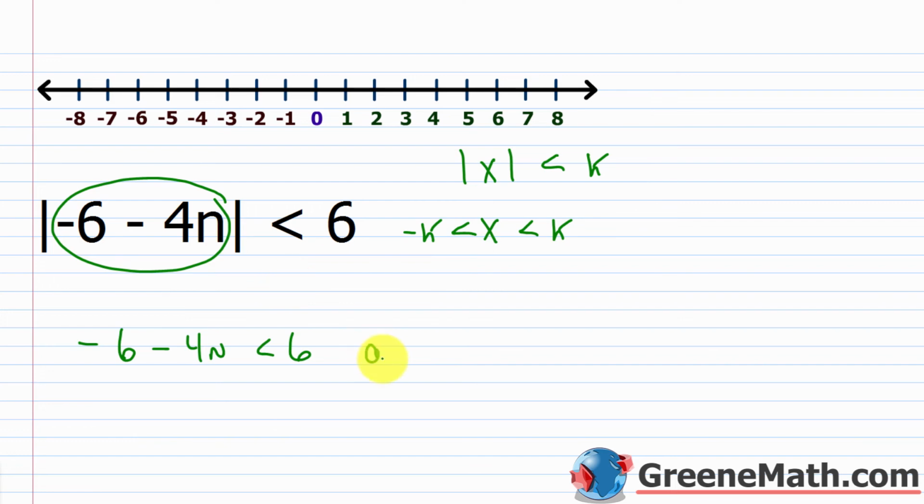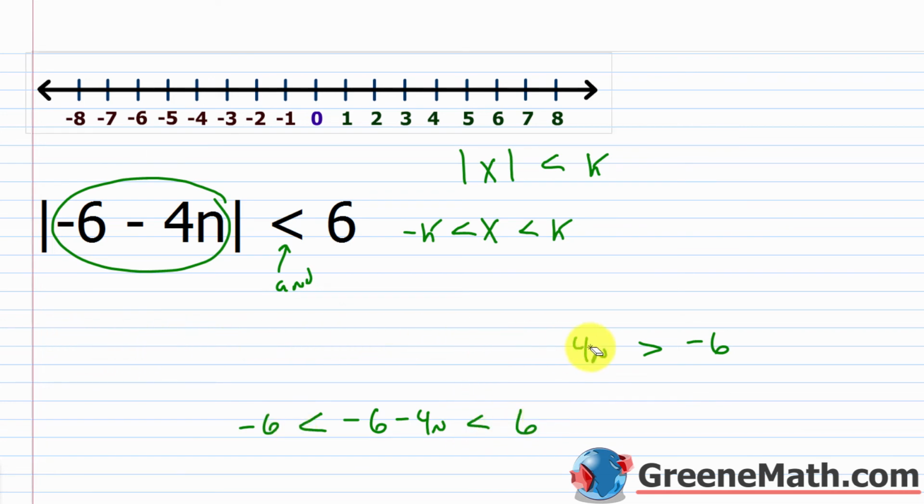Then and, now you have and because you have a less than. It's also true that negative 6 minus 4n is greater than, flip the sign just like you do before, make this negative, so negative 6. So negative 6 minus 4n is greater than negative 6. So we can write this as a three-part inequality, make it easy on ourselves. So we have negative 6 minus 4n in the middle. It's greater than negative 6, and it's less than positive 6.